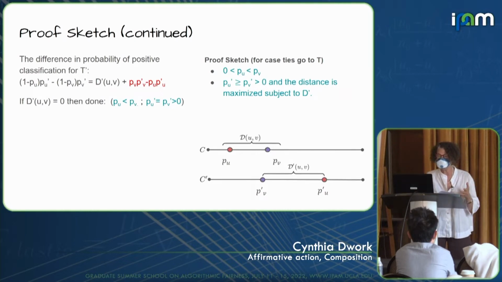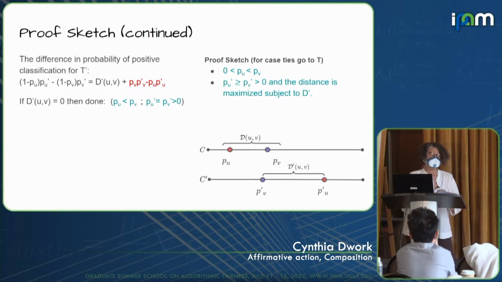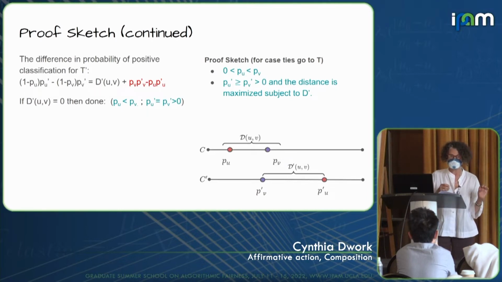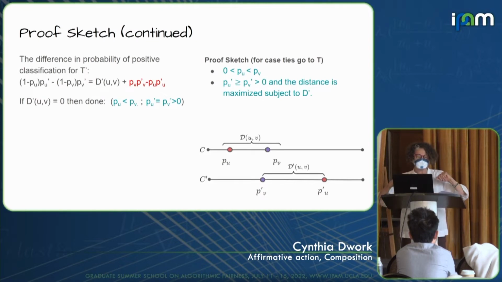So if an individual U sees the ad that's given by task T prime, that means that they were rejected by T. It wasn't that both the T and T prime classifiers bid on them. They were rejected by T, and they got to T prime. So the probability of that is (1 - PU) times PU prime.